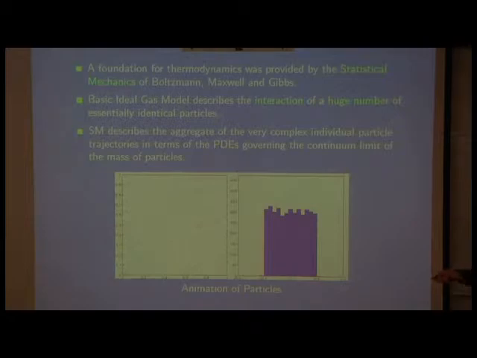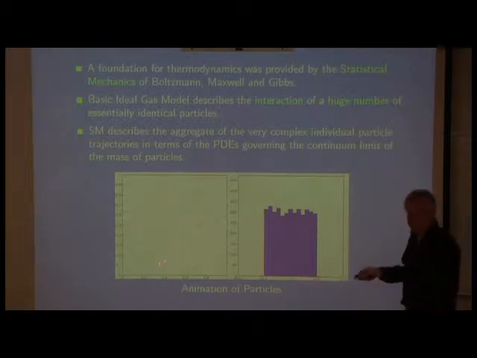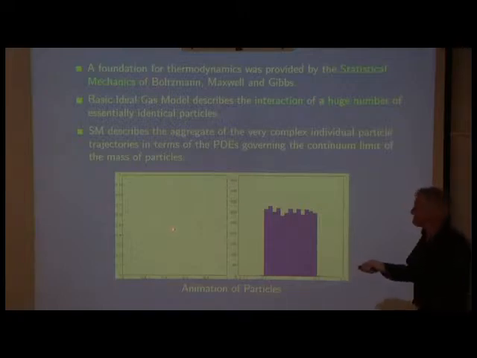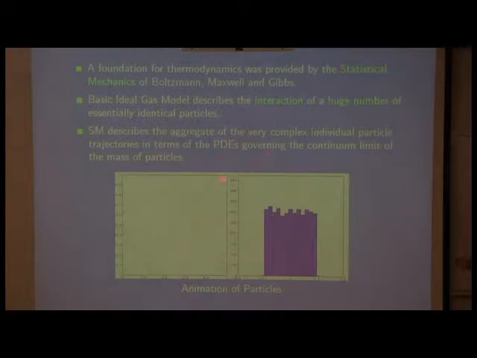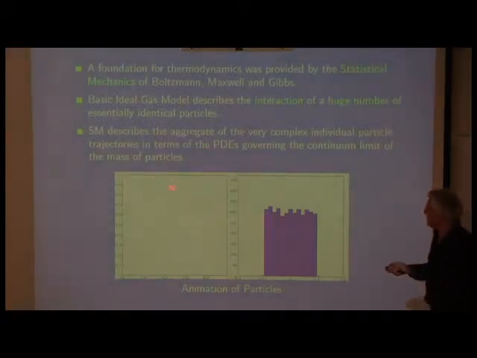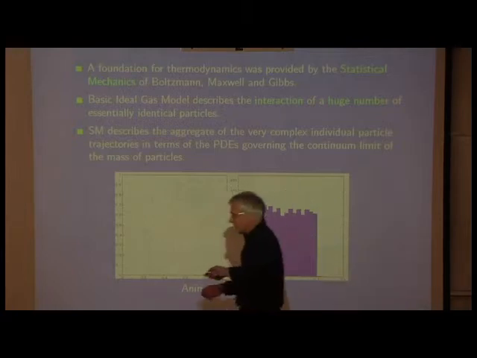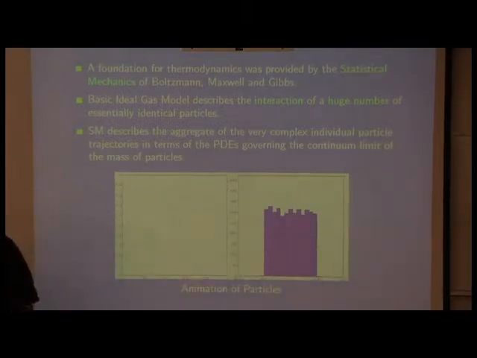Except here, these are not yet agents, because there's no self-interest of any sort for gas molecules in a jar. Okay? So I remind you that the foundation of thermodynamics was provided by statistical mechanics, by Boltzmann, Maxwell, and Gibbs in the 19th century. And the basic ideal gas model describes the interaction of huge numbers of essentially identical particles. So what you'll see here is a two-dimensional model of particles which are bouncing off each other. This is a billiard ball model.